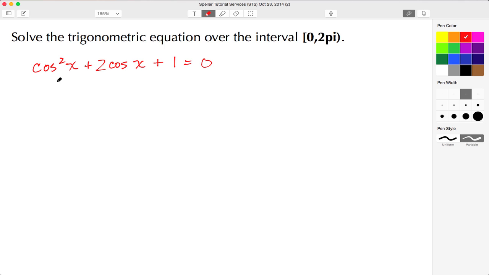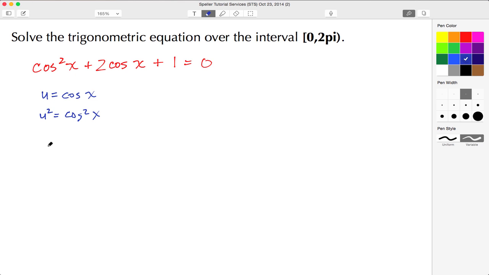To solve this equation we have to use a method called the substitution method. With this method we're going to take a variable. I'm going to call it u, and I'm going to set u equal to cosine x. And now I'm going to square u, so u squared is equal to cosine squared x. Now I have the cosines shown in terms of u, so I'm going to make a direct substitution.